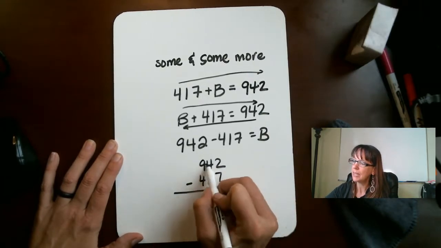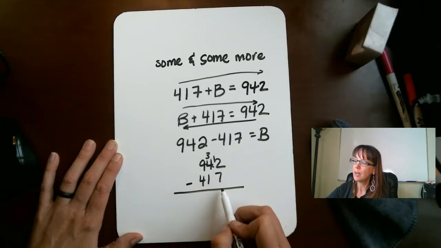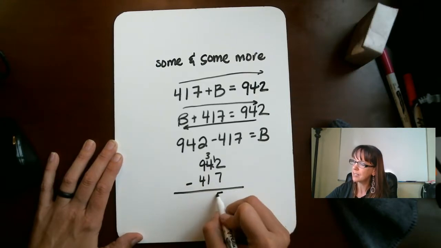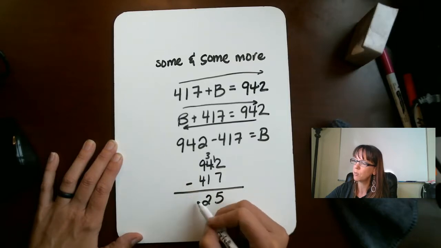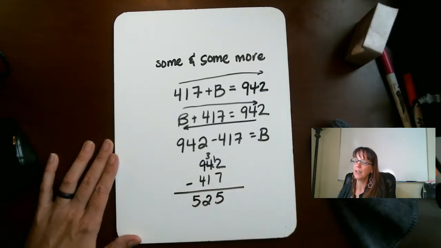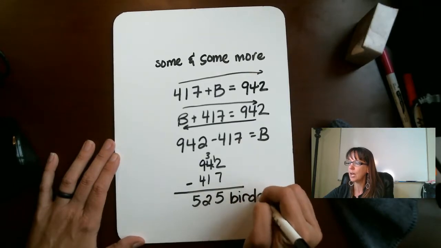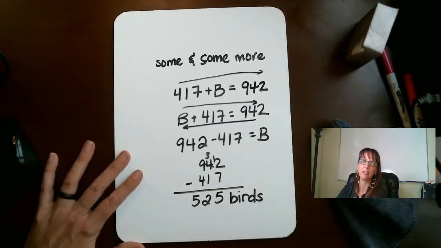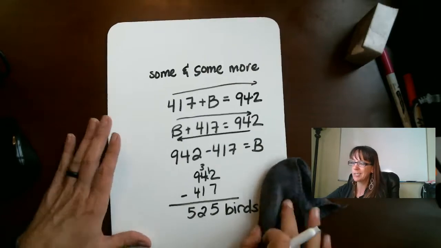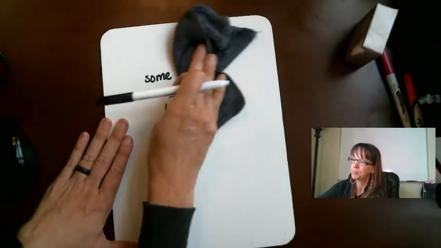2 minus 7 we can't do. We have to borrow. 12 minus 7 is going to give us 5. 3 minus 1 gives us 2. 9 minus 4 gives us 5. There were 525 birds that arrived between 8 and 9 o'clock. Okay, 8 and 9 o'clock. So that's a sum and some more pattern.